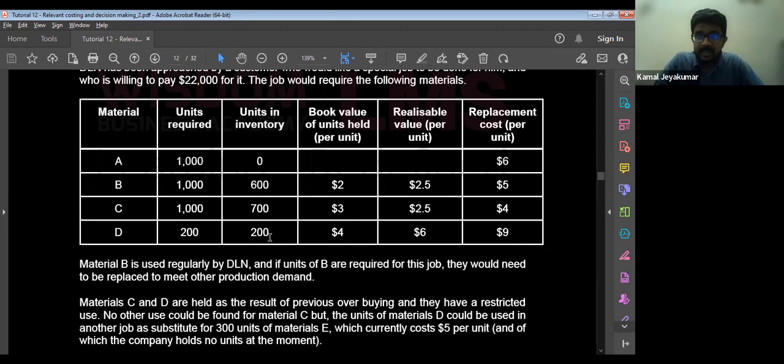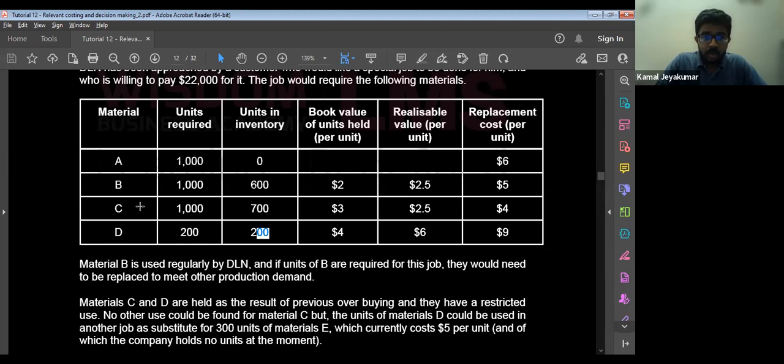Now there is another thing that you can do with D, right? You can use it instead of E, which costs $5 per unit. So that means if you use these 200 units in our project, you have to buy 300 units of material E at $5, right? That's $1,500. Now, which is higher, 1,500 or 1,200? 1,500 is higher. So that will be your relevant cost.